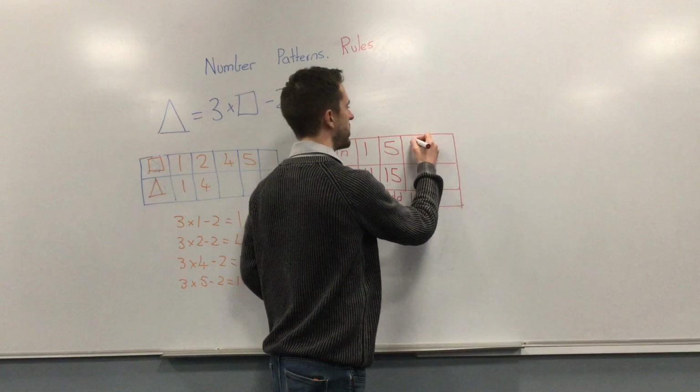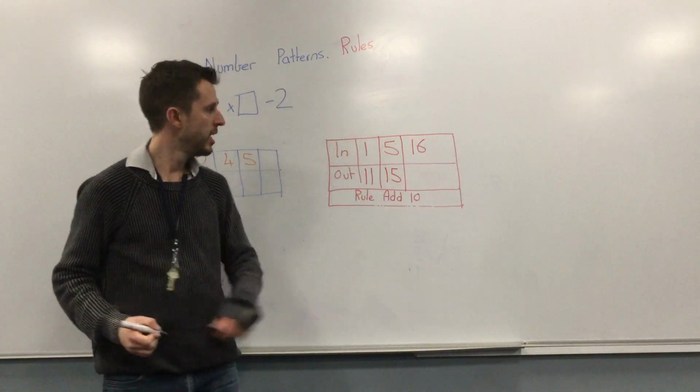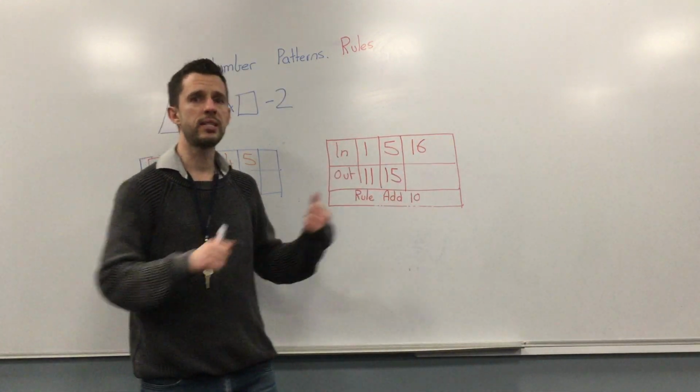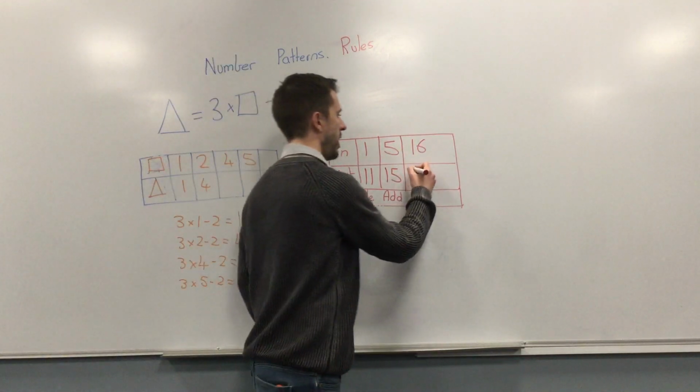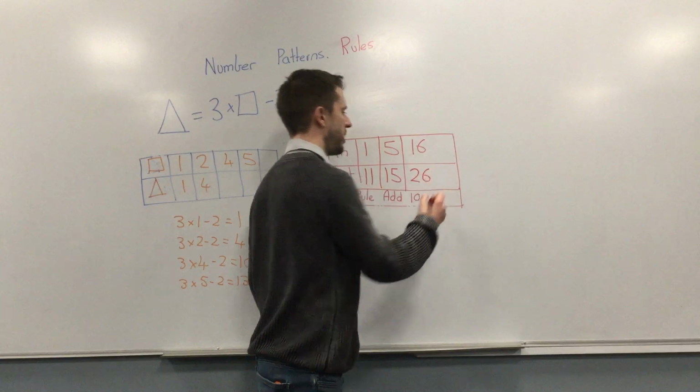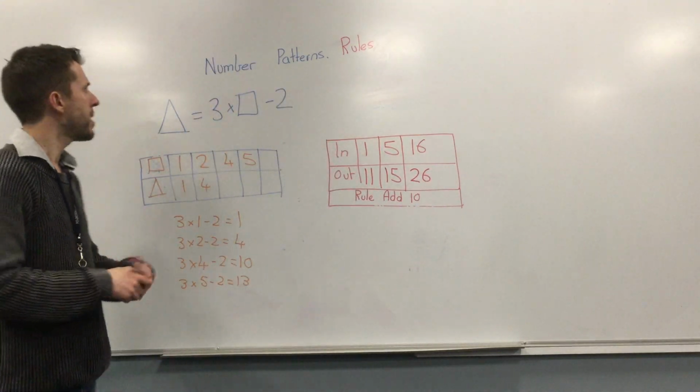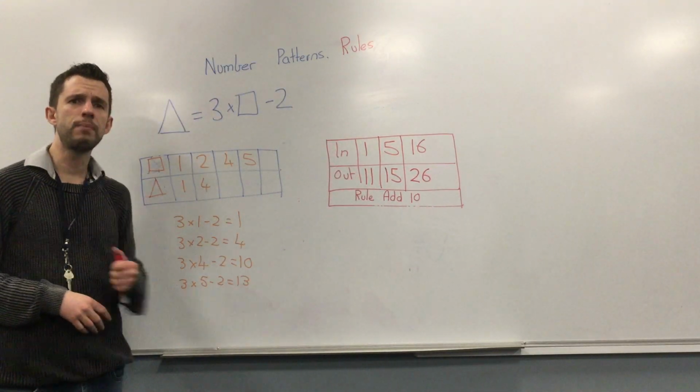I might pop in 16. Again, using this rule, I put 16 into the machine and suddenly it pops out an extra 10. And it becomes 26. Really hope that helps you understand number patterns, in particular rules.